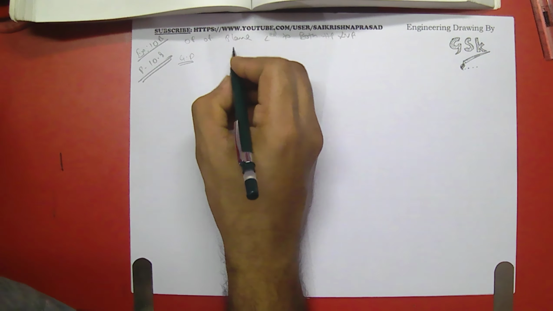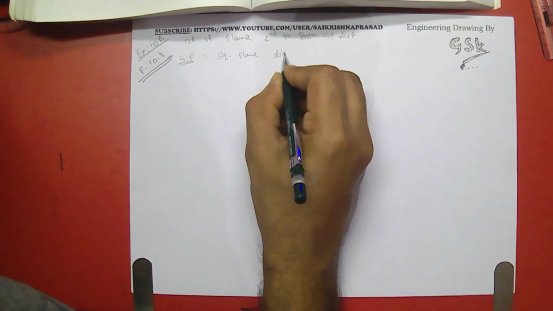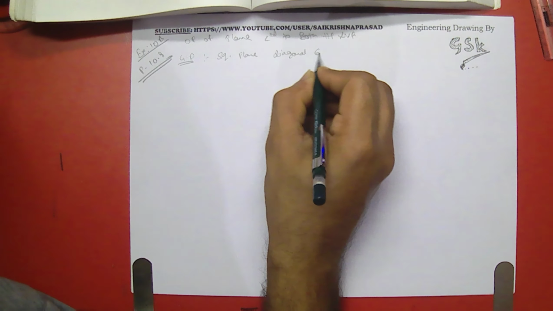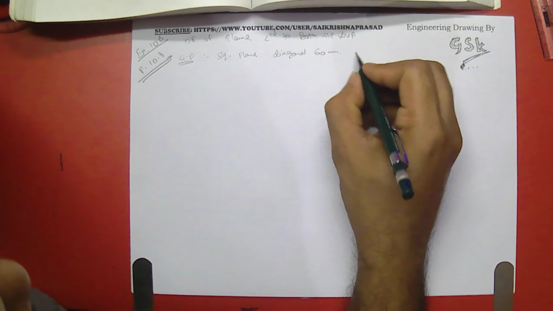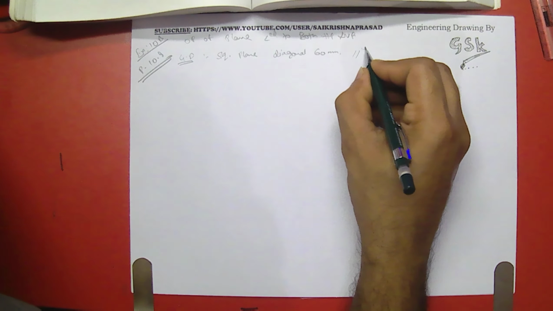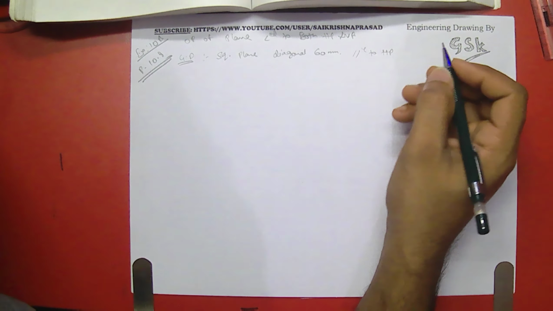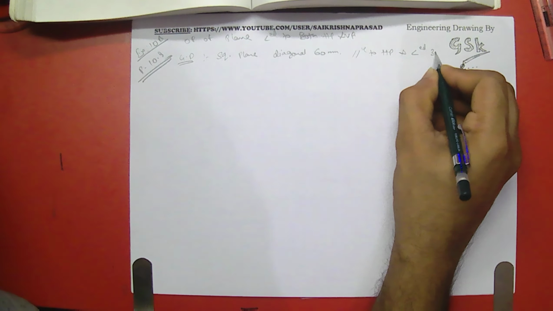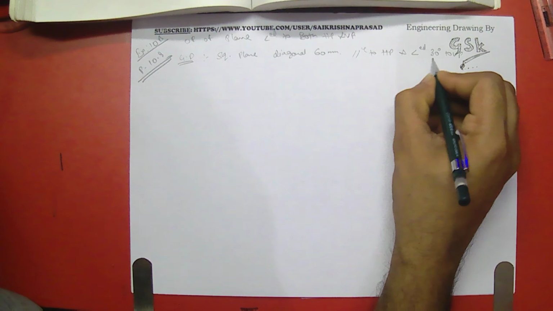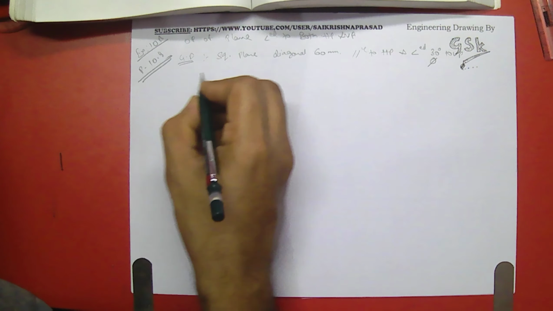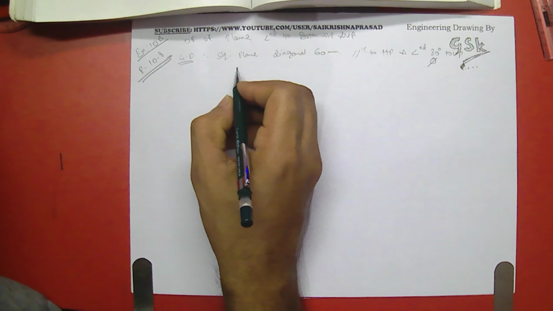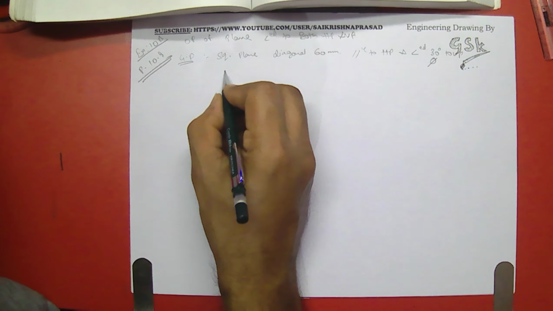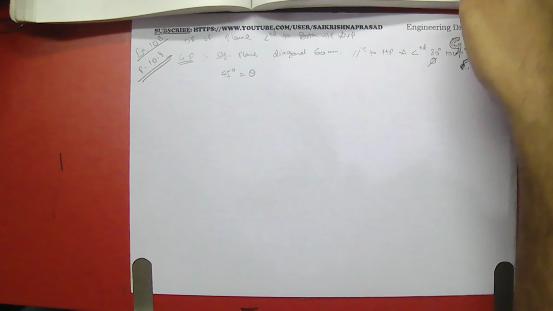Square plane, diagonal 60 mm. Parallel to HP, means one of the diagonals is parallel to HP and inclined at 30 degrees to VP, means we can take phi is equal to 30 degrees, and the other diagonal of the lamina is inclined at 45 degrees to HP, that is theta. Draw its projections. So let's start the problem.